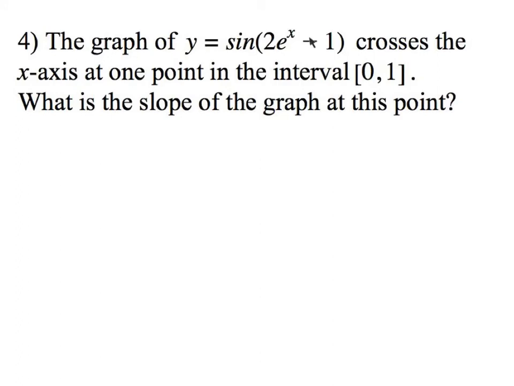The graph here crosses the x-axis at one point on 0 to 1. What is the slope of the graph at this point? To do this one, we need a graphing calculator. It really can't be done without a graphing calculator or Desmos. So the first step here is I'm going to do a quick little sketch of what I see on my graphing calculator. I know my interval is from 0 to 1.